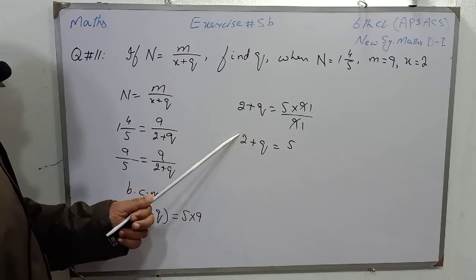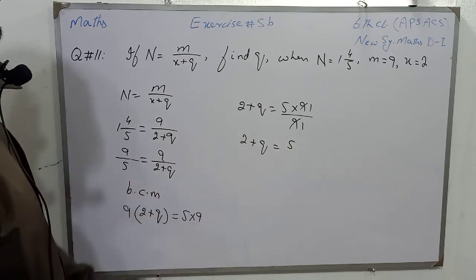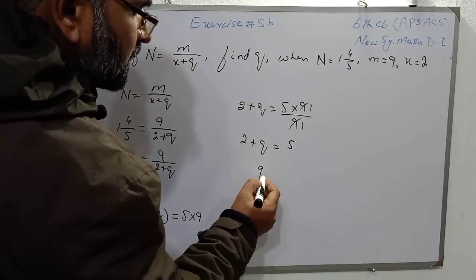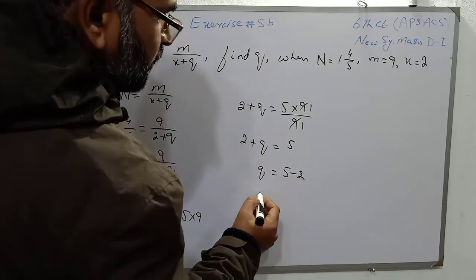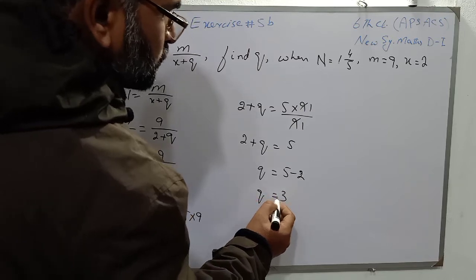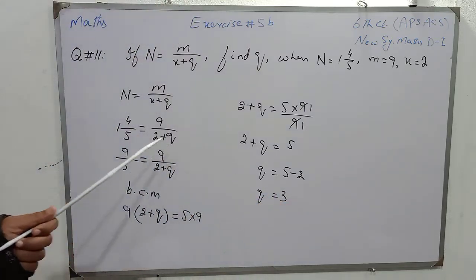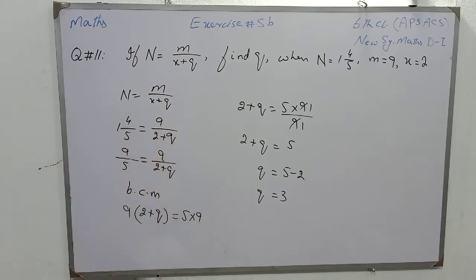Now this 2 is plus on the left side, when we transfer it to the other side it will become minus, and the value of q will be 5 minus 2, and 5 minus 2 means 3. So the value of q is 3, that we had to find.